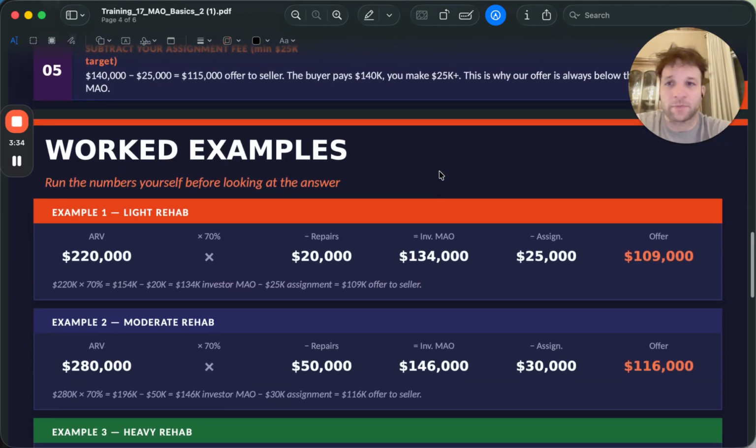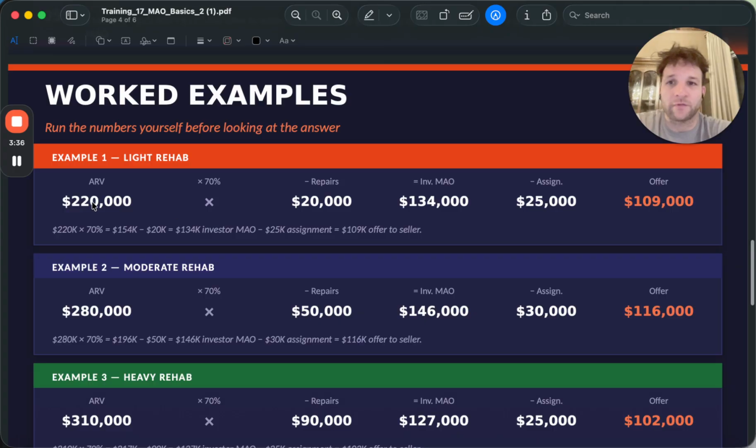So here's a few examples. 220 ARV times 70% minus 20K in repairs equals an investor offer of 134, minus our assignment fee, which means a $109,000 max offer for us. Now we might again start at 80, and if they negotiate up, we have 30 grand to play around with.